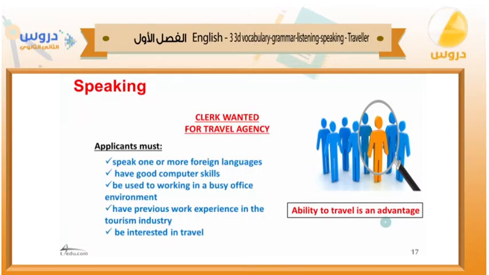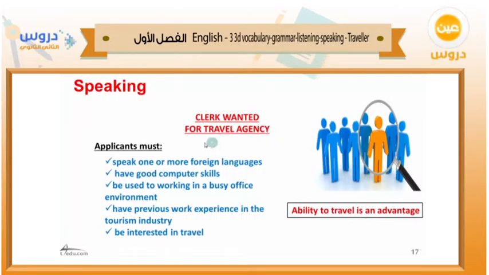Let's imagine you hold a newspaper, or you open a website, and you are looking for a job. And you have this advertisement: clerk wanted for travel agency. And you want to be an employee for a travel agency. Okay? And to be an employee for a travel agency, you have the ability to travel, which is an advantage. You travel for free, you see the world for free, your tickets are free, and your accommodation is free, or means your housing, and you meet new people, and it's all free, and you take money.